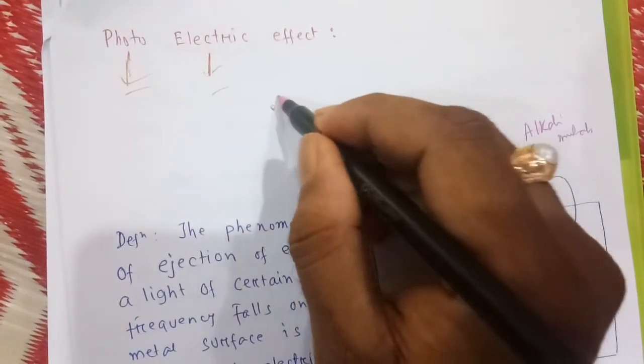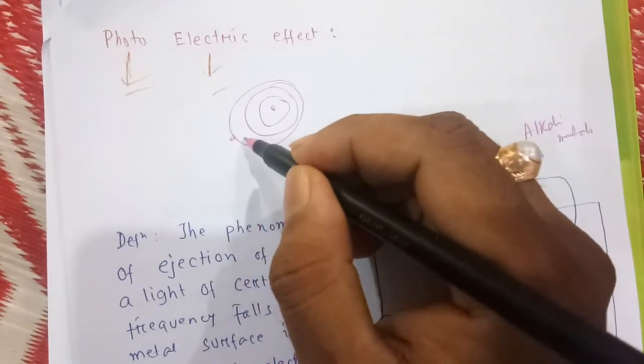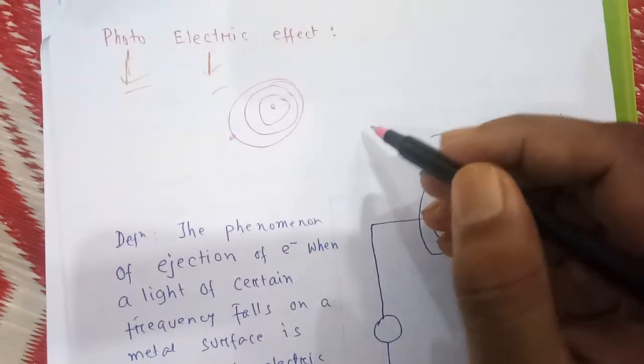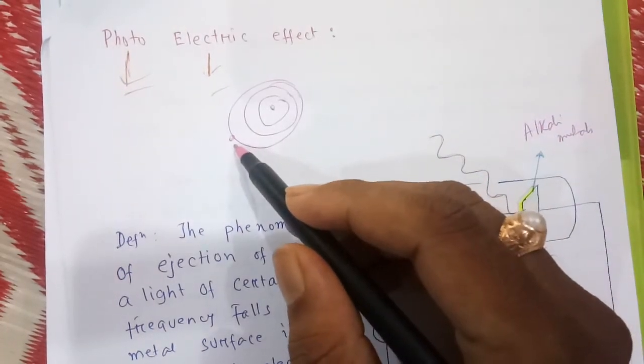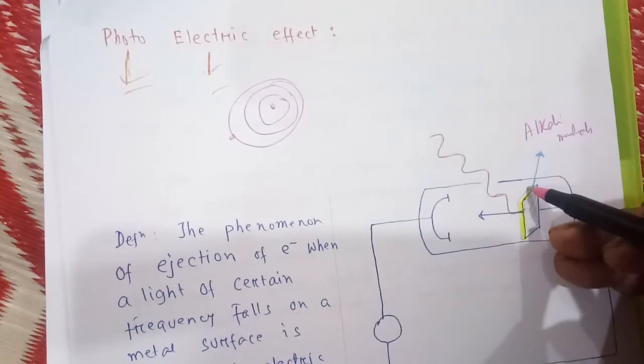Now, alkali metals have an electron in the outermost shell, and another thing about alkali metals is that the electron in the outermost shell is far away from the nucleus, so it is easy to take out the outermost electron from an alkali metal. So we have chosen alkali metals.